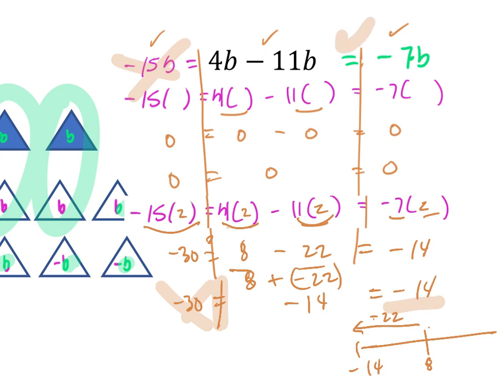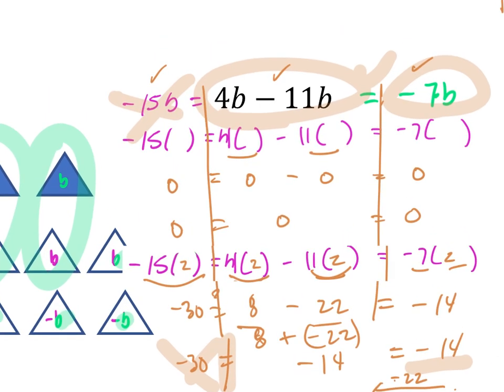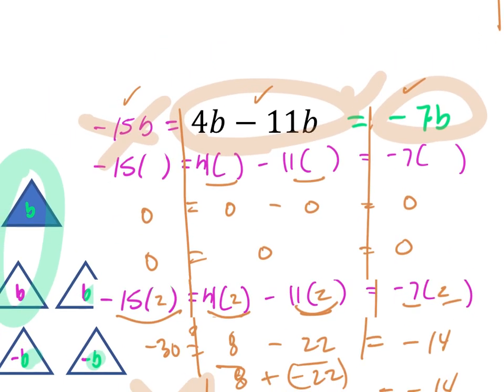So these two are negative, or 4b minus 11b does equal negative 7b. Now look, what I'm trying to get you to do is this part right here. That's what you need to know how to do when you come to class. Okay? That's what you're going to learn how to do. The checking, you need to know how to do.